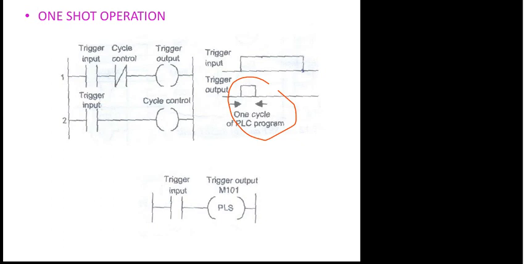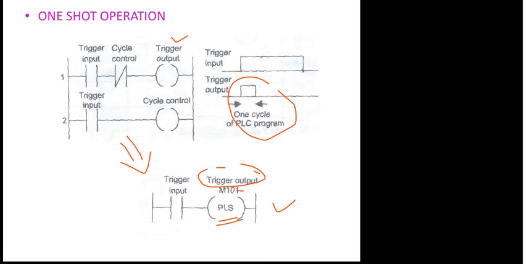So this example I had already explained, how you will get, when the trigger input is continuous, a constrained trigger output which appears for a short period of time as decided by the programming cycle of the PLC. And the same thing is represented with the help of this kind of a diagram, right? Trigger input, then your trigger output happens to be M101 with an instruction PLS, right?